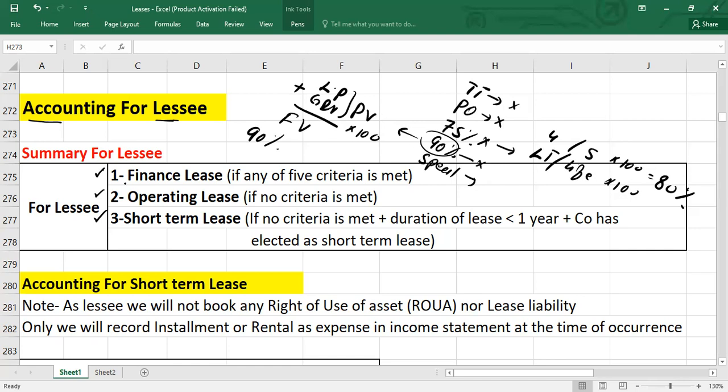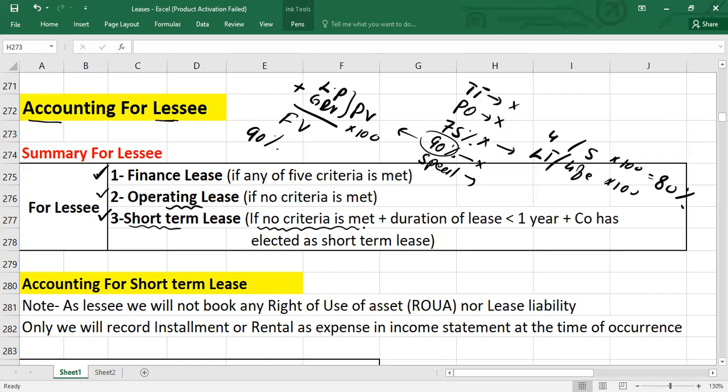Now the point is, guys, what we studied in the last video, I have just recapped. If any of the five criteria is met, that is transfer of title, purchase option, 75%, 90%, or specialized, we say it is a finance lease. If no criteria is met, we say it is an operating lease. But this is really important: the short-term lease. For the short-term lease, we have overall three conditions under US GAAP. The first condition is what?